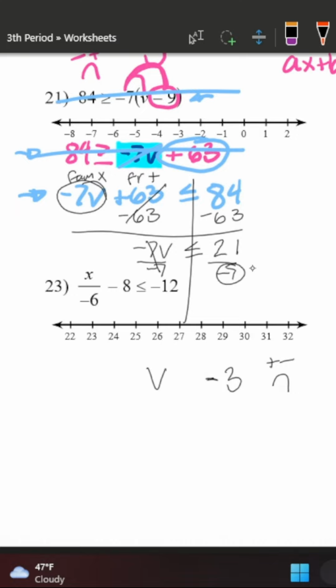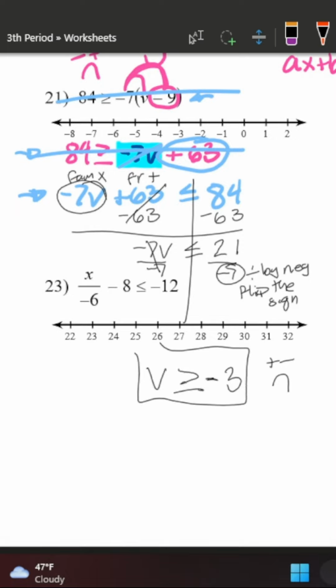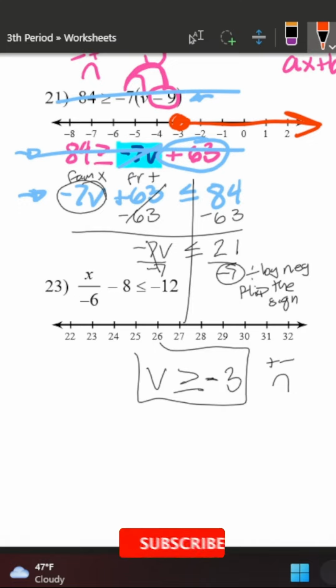However, since I divided by a negative, I have to flip the sign. And the sign is currently eating the 21. So I have to flip it so it can eat the v. And this will be my final answer. This is going to be a closed circle. I put in a closed circle at negative 3. And it's now pointing to the right. So I have to go to the right, and that will be my graph. Again, the flipping of the sign is independent from when we rewrote the equation.